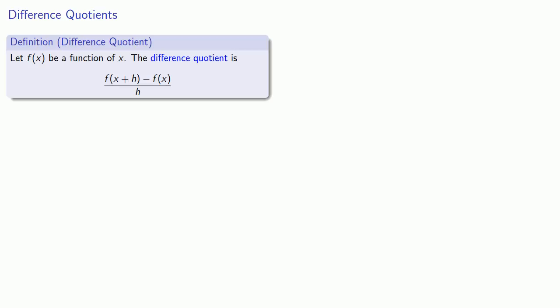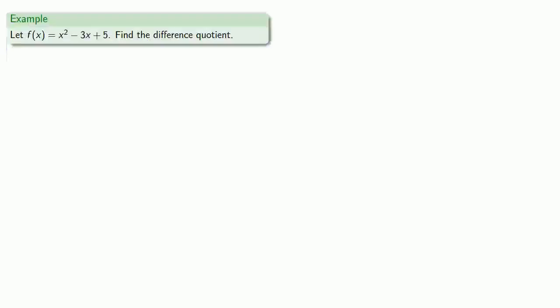And, fair warning, that's mostly algebra. From this point forward, we're going to be doing lots and lots of rather tedious algebra, all motivated by this central concept of a difference quotient. So let f of x be x squared minus 3x plus 5, we'll find the difference quotient.